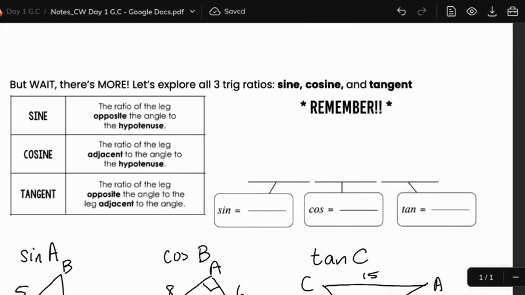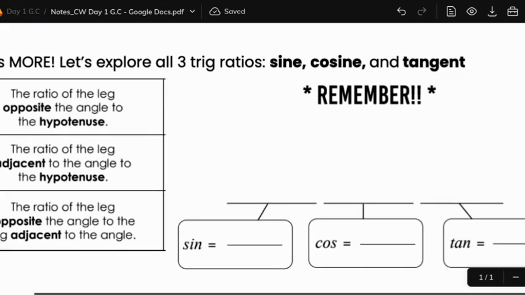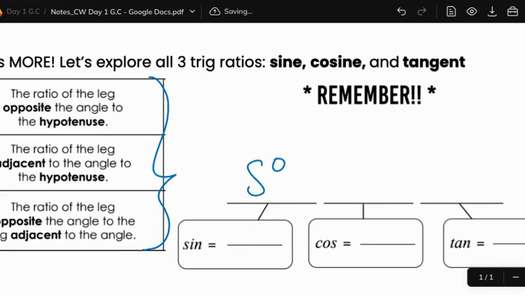But wait, there's more, because we have 3 total trig ratios. We have sine, cosine, and tangent. So it's not just the rise over run, we can also include the hypotenuse. So there is some verbiage over here that can help you identify the rise over run or the opposite over hypotenuse, things like that. But we have a quick way to remember this. There's a phrase called SOH CAH TOA.